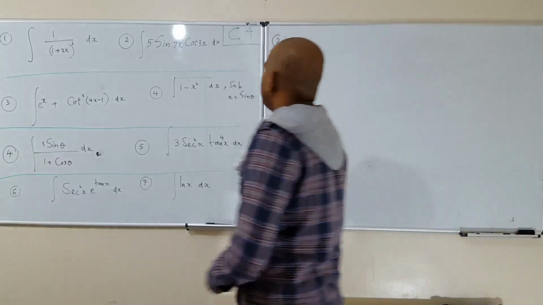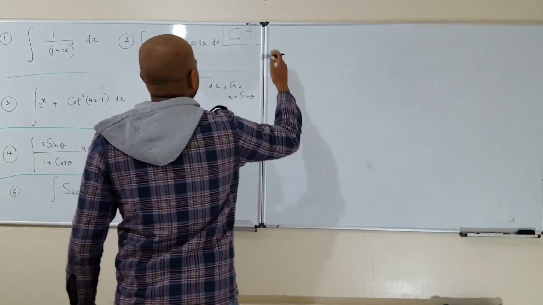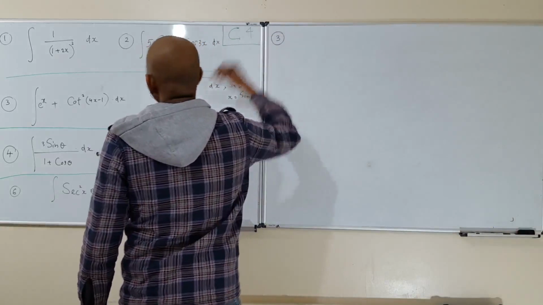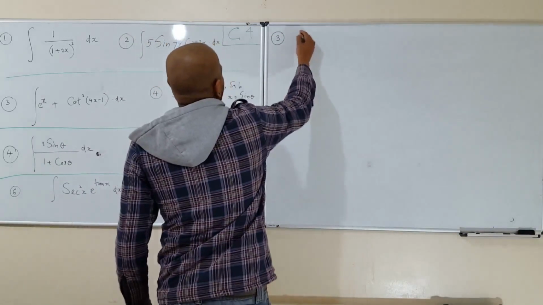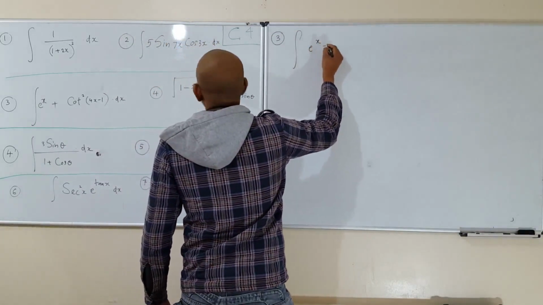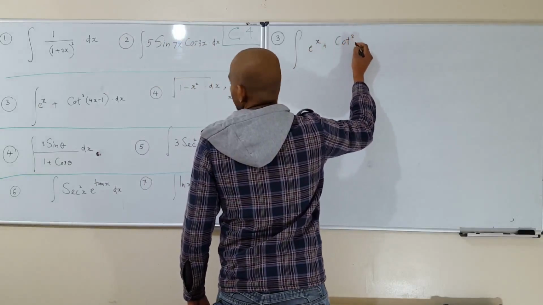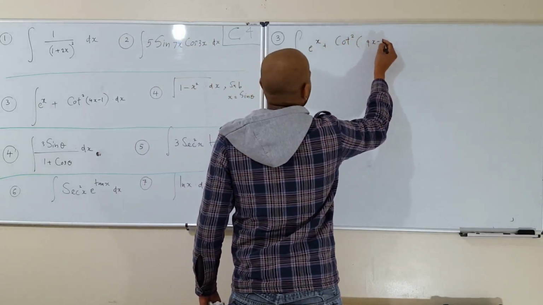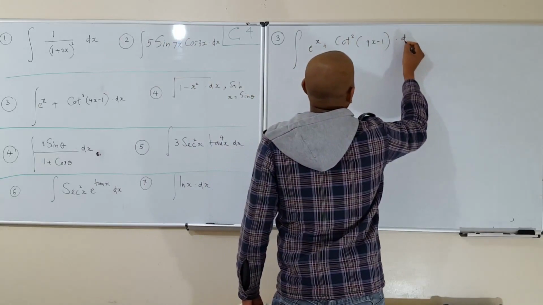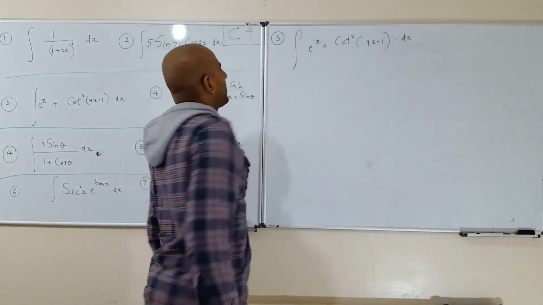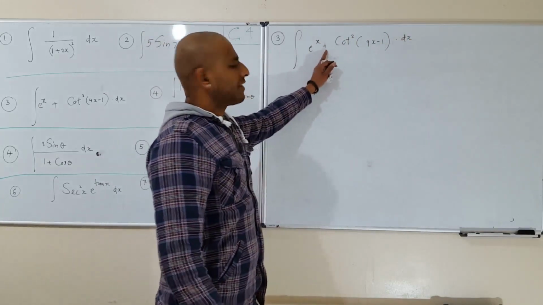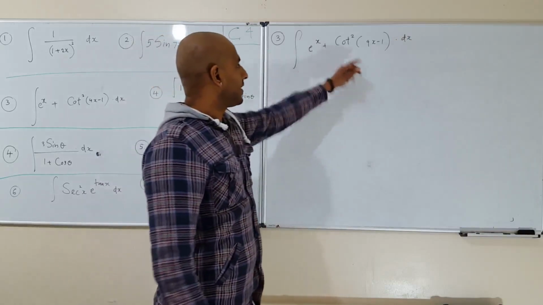It's question number 3. The integral of e^x plus cot squared of (4x minus 1) dx. There are two different types of functions here added together, so we can integrate them separately.